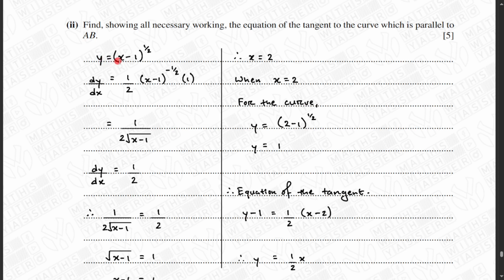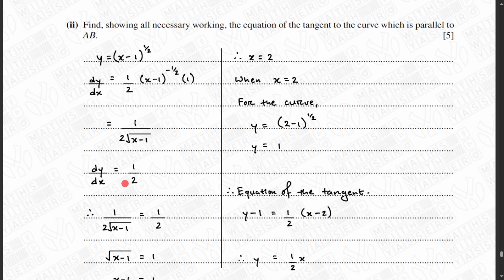We are provided with the equation of the curve. So if we differentiate the equation of the curve, we get half x minus 1 to the power half minus 1, which will be minus half, times the differentiation of x, which is just 1. So simplifying this, we get 1 over 2 root x minus 1.